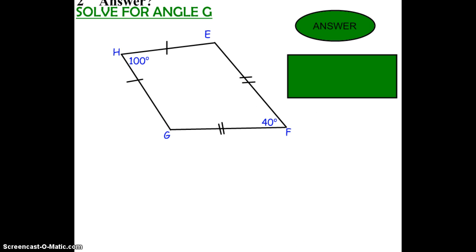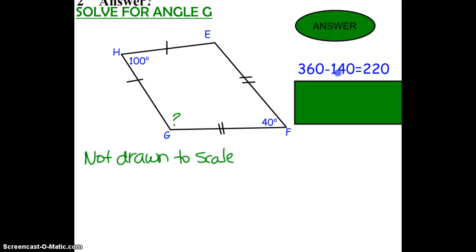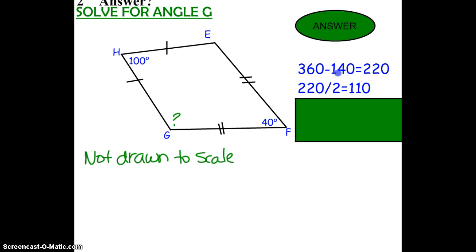Okay. All right, we're solving for angle G. So remember we said that one pair of opposite angles are congruent in a kite, and clearly this is not drawn to scale. Okay, so there's 360 degrees in every quadrilateral, so we need to take 360 degrees and subtract the 140 degrees that we know, which gives us 220, and then that 220 is cut in half so that each angle is 110 degrees.